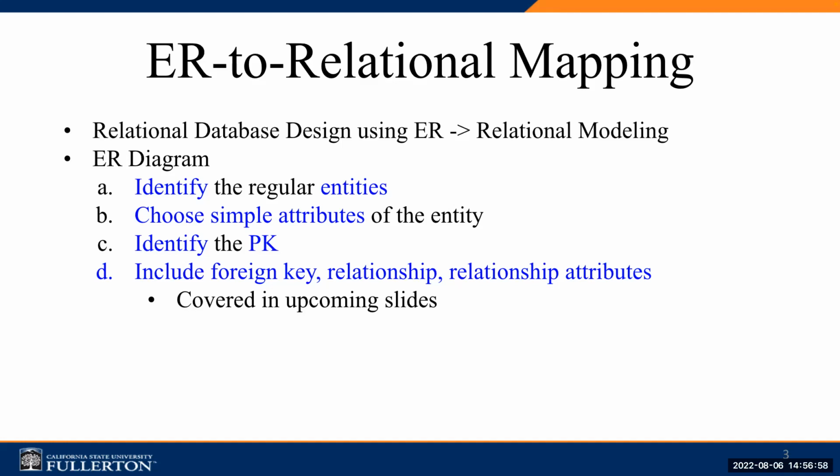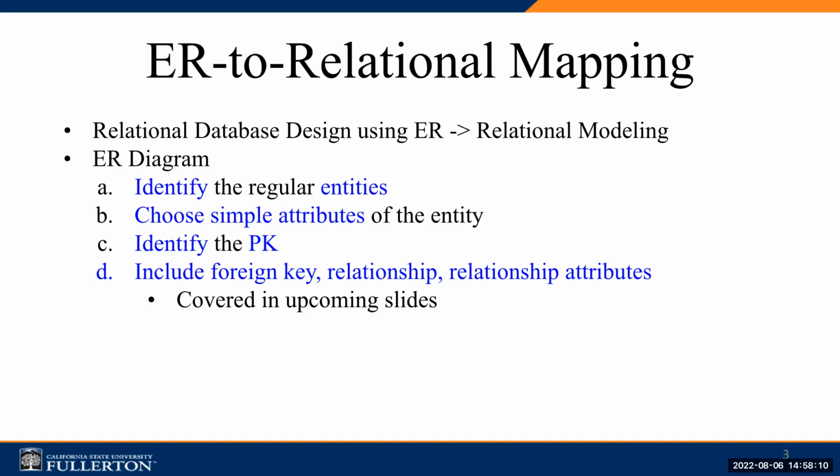The goal behind the mapping of an ER diagram to a relational model is to preserve all the information, which includes all the attributes. Let's start by focusing on the ER diagram. What we want to identify is the regular entities, which refers to the strong entities. And you choose the simple attributes, whatever exists for those entities. Then you want to identify the primary key and any simple attributes of the entity.